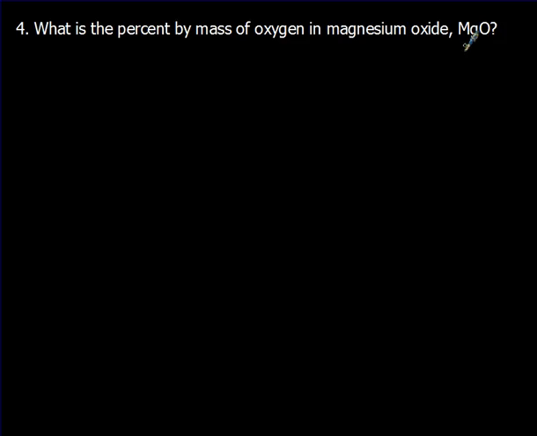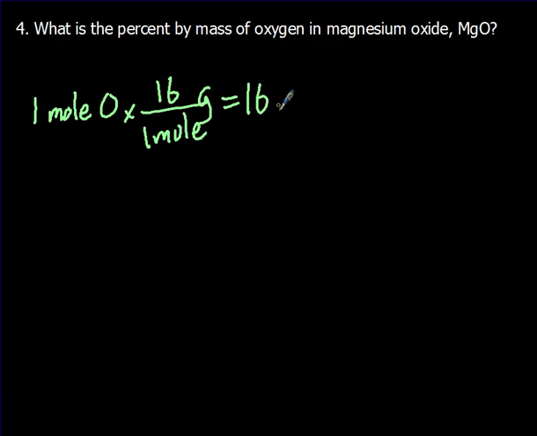So first, let's find oxygen separately, and we'll add to magnesium. So we've got just one oxygen, right? 1 mole of oxygen. So we need the mass. Cancel out mole. Oxygen's just 16. You can check the periodic table. That comes out to 16 grams of O.